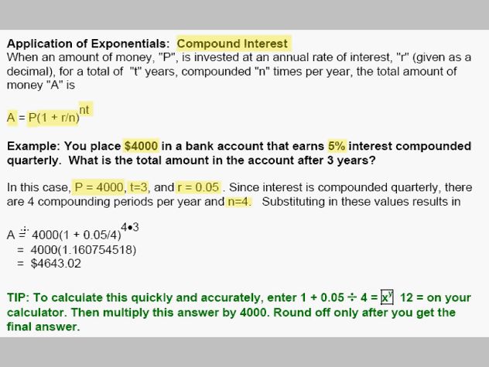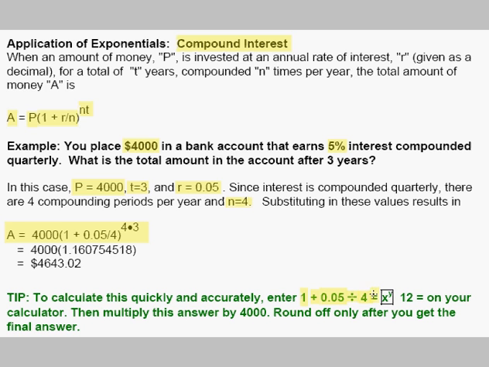We plug them into the formula, and we get the total amount A equals 4,000 times the quantity 1 plus 0.05 divided by 4, all raised to the 4 times 3 power. Now the way you calculate this on the calculator is to enter 1 plus 0.05 divided by 4 equals. Now your calculator is going to correctly follow the order of operations and divide before adding.